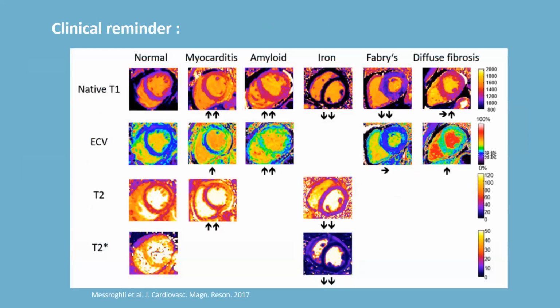Here there is a clinical reminder about the parameters and the post-processing we talk about, and some normal values. For myocarditis, or when we talk about, for example, the iron, it's very important that it appears very clear in T2 star.